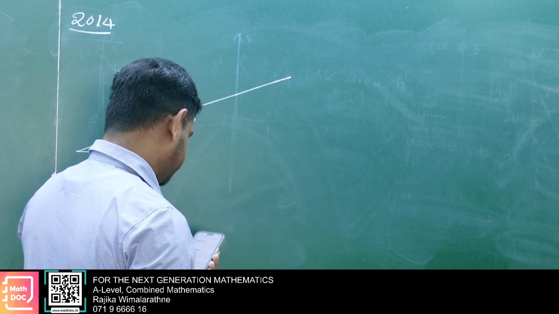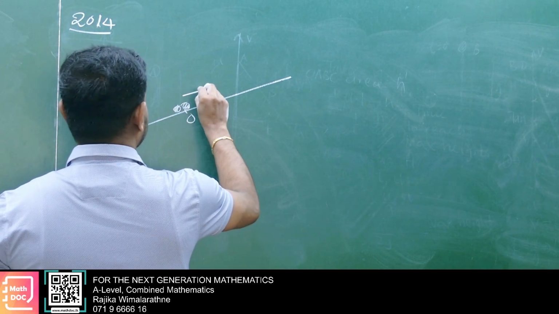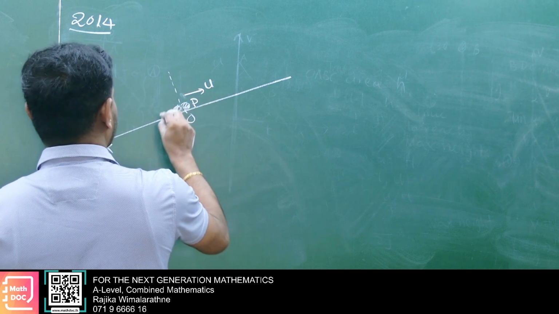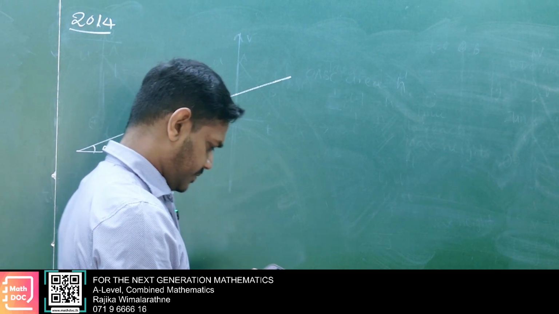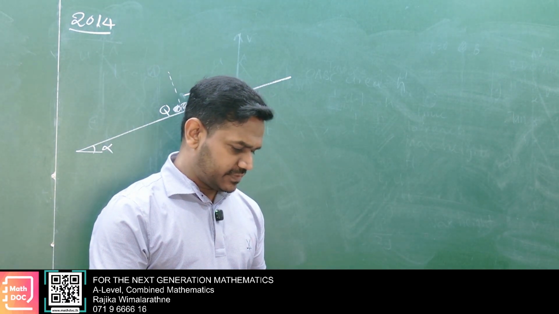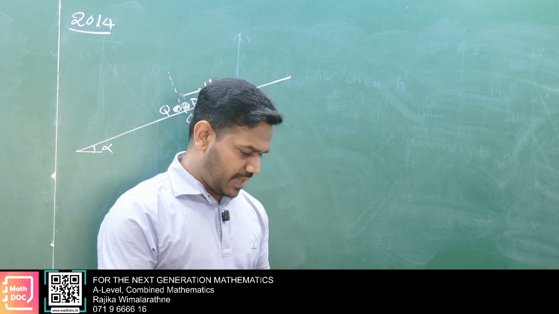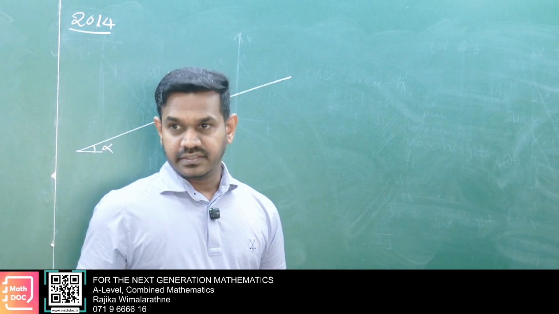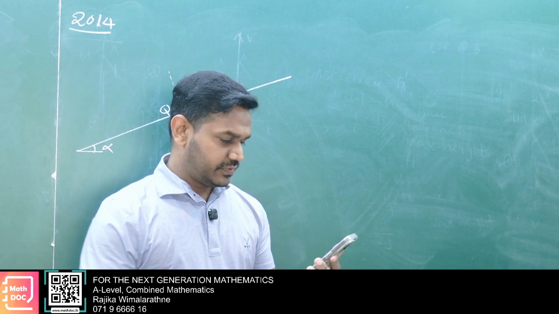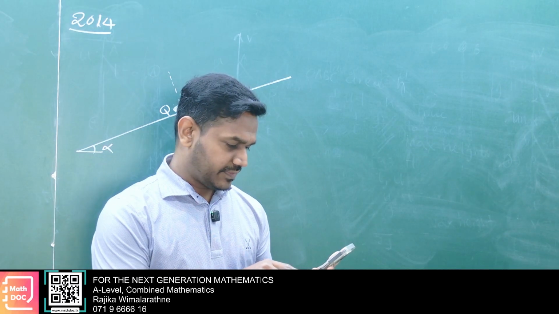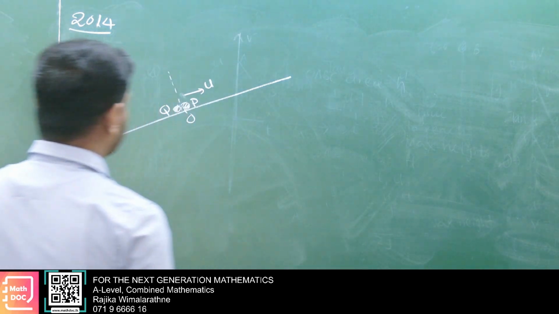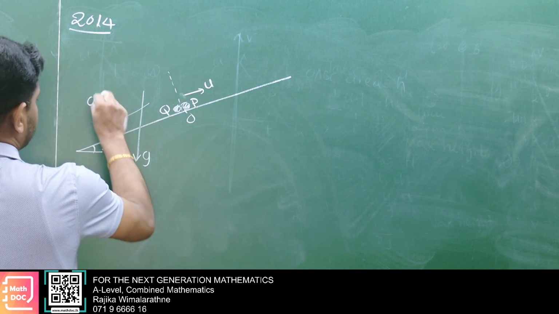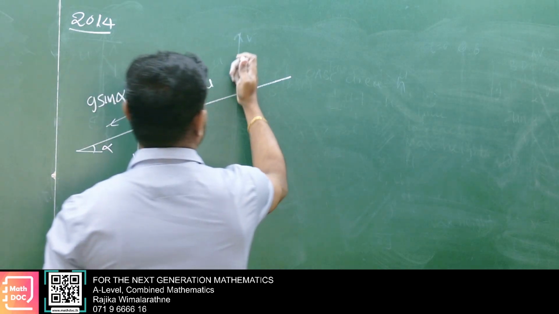Particle P is given velocity u upward along the line of greatest slope through O, and Q is released. At the same instant, particle Q is released from rest. Assume that the two particles do not leave the inclined plane, so both particles move along the plane. Sketch the velocity-time graph. Here we have to identify the gravitational acceleration g, then its component g sine alpha.